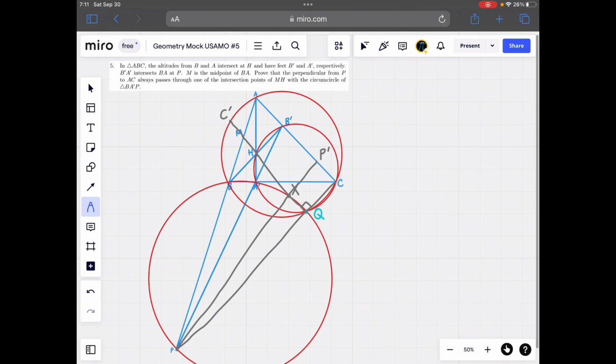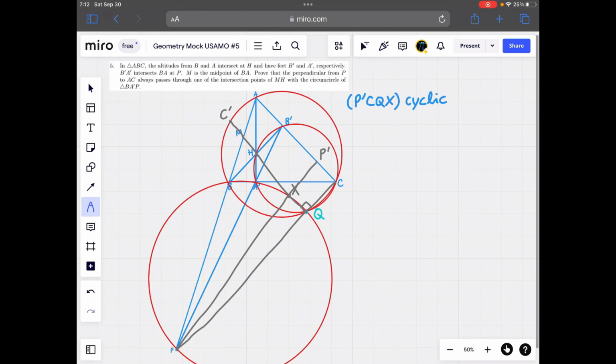Now we established earlier that angle XQC is a right angle. So proving that angle XP prime C, which is opposite Q, is also a right angle is simply the same thing as proving that quadrilateral P prime CQX is cyclic. So we want to prove that quadrilateral P prime CQX is cyclic. And the best way to do that, believe it or not, is to start up here at the angles at A prime, B prime, and B.